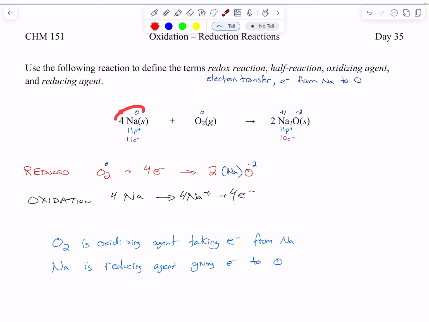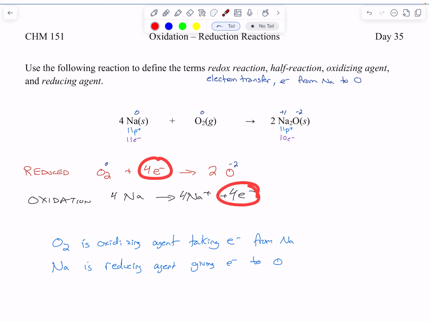All right, and so let's recap. I have 4 sodiums that give 4 electrons to oxygen, all right, to make sodium oxide. And so my reduction: O2 plus 4 electrons going to 2 O's. We can probably just erase these Nas. All right, 2 O's that are 2 minus. And then our oxidation, we have 4 sodiums going to 4 sodium ions plus 4 electrons.